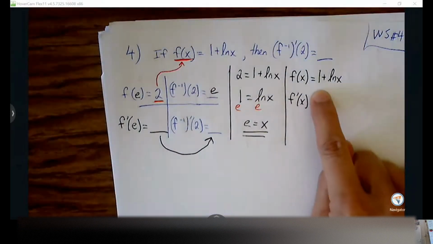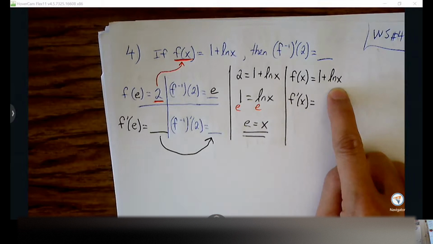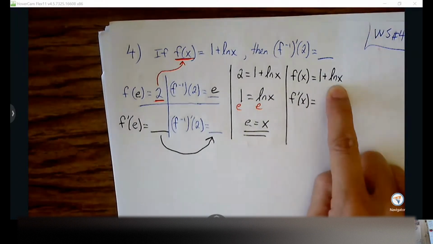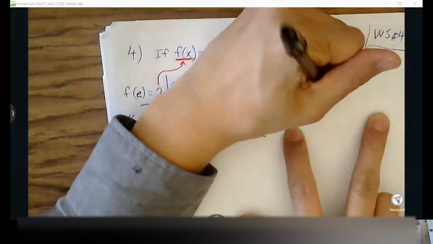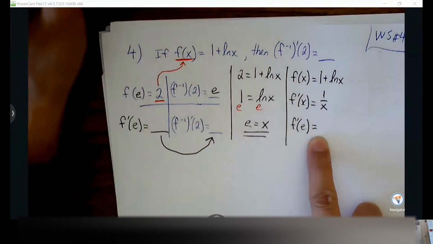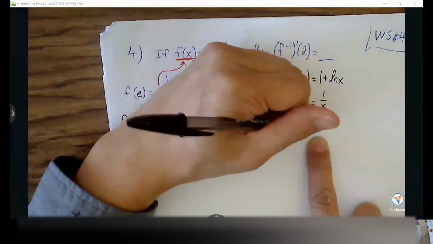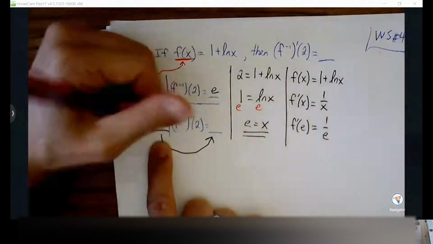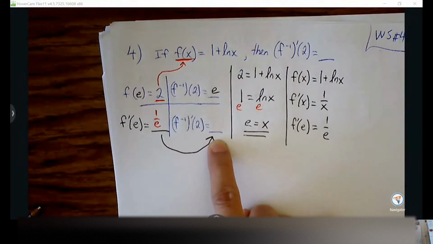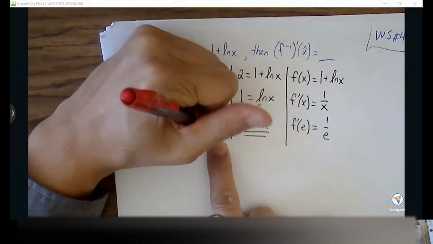Okay, what's f prime of x? It'd be 1 over x. Good, yeah. 1 goes to 0. Natural log of x is u prime over u. So f prime of e is just what? Yeah, 1 over e. So if the slope of the f graph is 1 over e, then the inverse must be just e, right? Take that 1 over e and flip it.